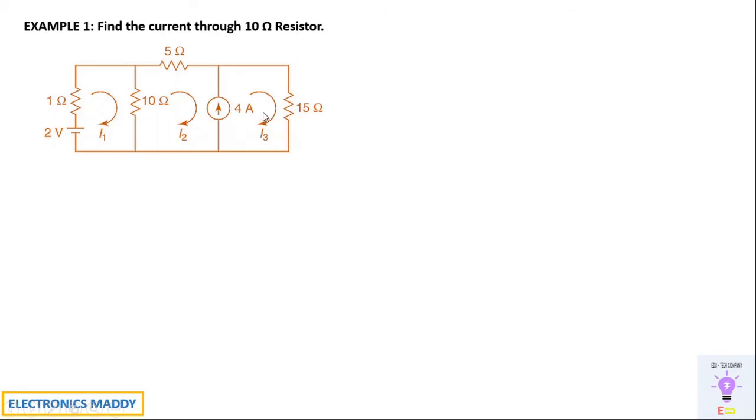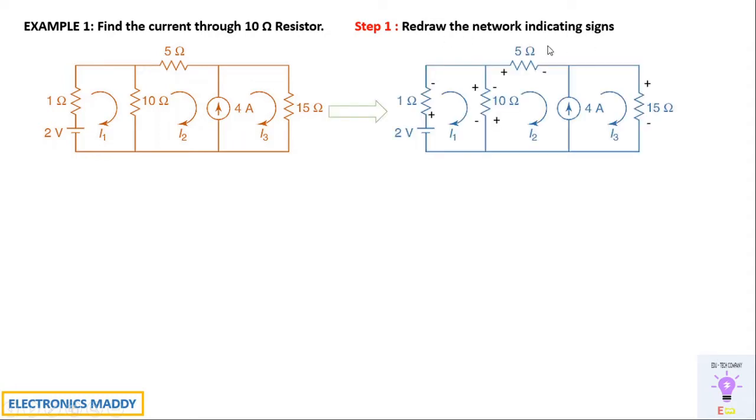So let's get started with simplifying our circuit. The first step is to redraw the network indicating the signs. This is one of the most important steps, because when you're solving these types of problems, there are chances that you might go wrong with respect to sign convention. So be very careful with writing the signs properly. Our convention is very standard. We have used this throughout our videos.